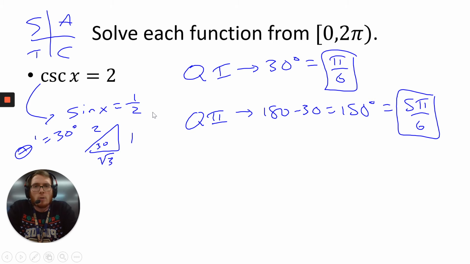Sine is positive in quadrants 1 and 2, so your first angle is just the reference angle, 30 degrees, or pi over 6. The second angle in quadrant 2 is always found by taking 180 minus the reference angle, in this case 30, and that would be 150. That gives you 5 pi over 6, by taking either 30 times 5 to get 150, or just multiplying by pi over 180, which will also get you 5 pi over 6.